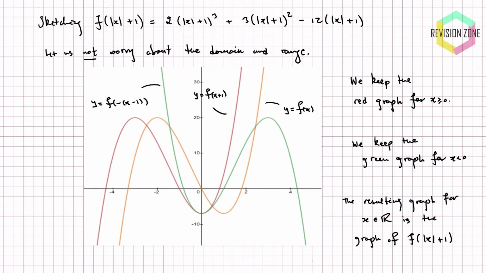So we end up with this picture here, which is our red curve, which is what we wanted for x being positive, all of this part here where x is positive, and then the green curve for all of this part here for x being negative.